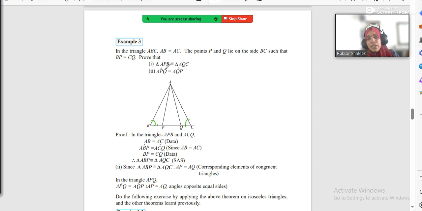Prove that triangle APB is congruent to triangle AQC. Triangle ABP, or APB, is congruent to triangle AQC.